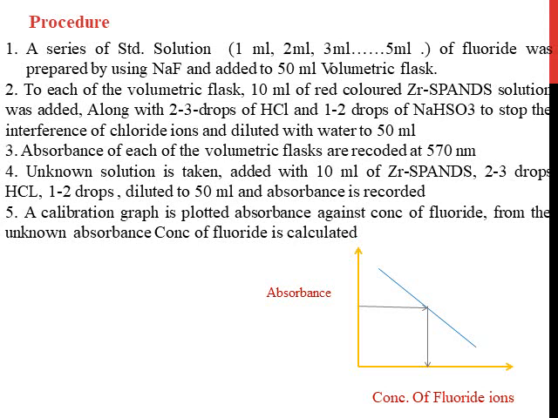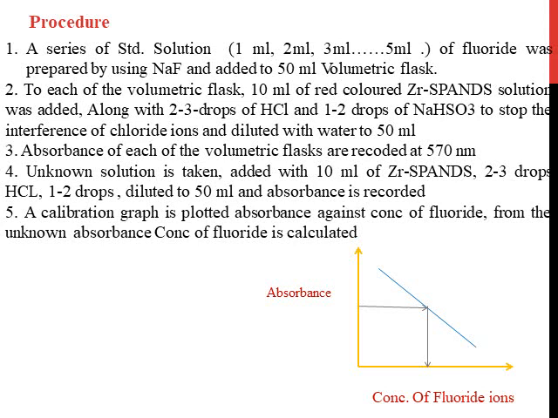If the water containing fluoride also contains chloride, you have to stop the interference of these chloride ions by adding 1 to 2 drops of sodium hydrogen sulphide into each of the 5 volumetric flasks, making it a standard solution. First you have to prepare the standard solution.